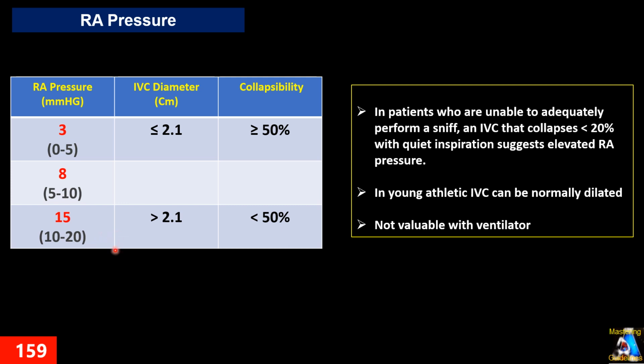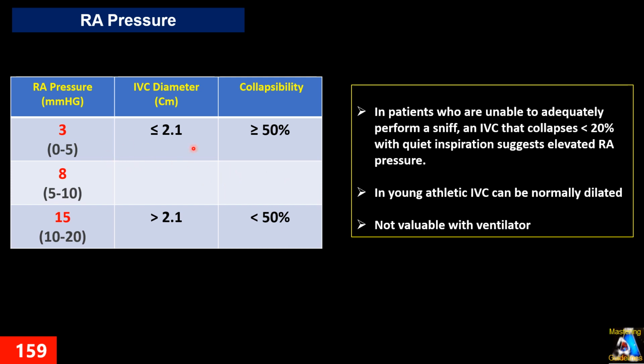Another category is those patients whose IVC is dilated more than 2.1 centimeter and collapses less than 50%. In those conditions, the right atrial pressure will be 15. Any other situation between those two goes to the category where right atrial pressure is 8. For example, if the IVC is not dilated, less than 2.1, but collapsibility is less than 50%, it goes to this category, or vice versa.